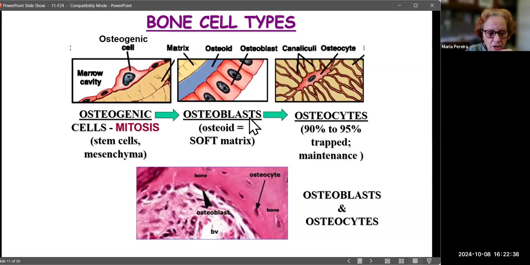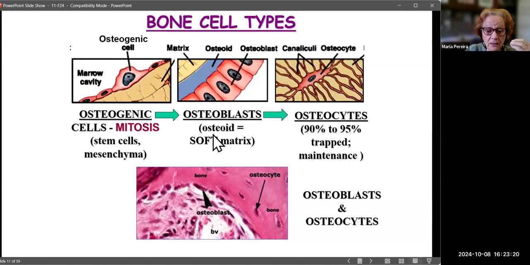Okay, so what is their origin? What are their precursors? The precursors are the osteogenic cells. These cells undergo mitosis, and they can give rise to osteoblasts. The osteoblasts lose the capacity of undergoing mitosis. So they are derived from osteogenic cells, and the osteogenic cells are derived from mesenchyma. So you have this transition going from mesenchyma to osteogenic cells, and these are then going to differentiate into osteoblasts.